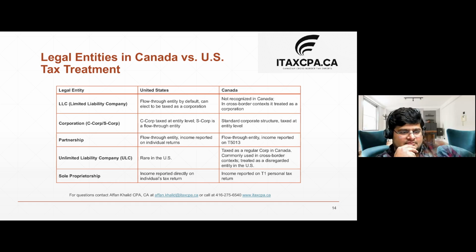which can help in a cross-border context instead of using a regular corporation. Okay. And then finally, we have the sole proprietorship, which is an unincorporated individual. There can be many other types, LLLP and so many others.